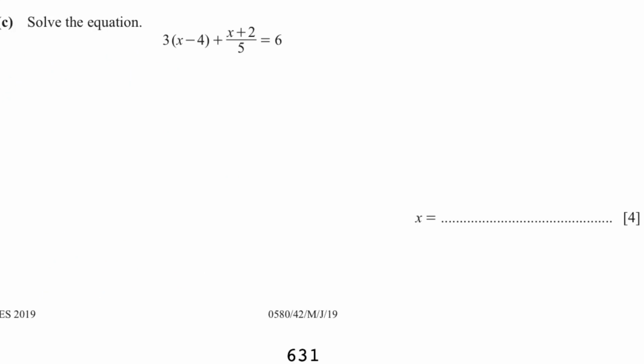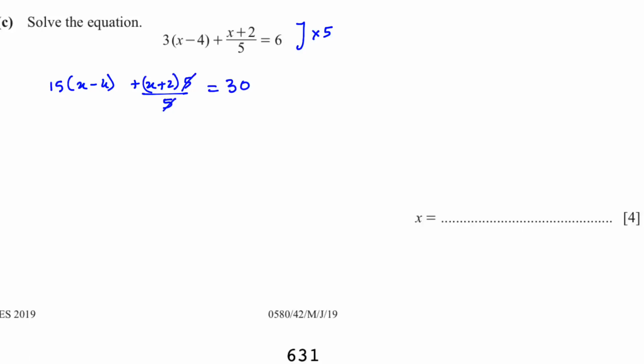In part C, we have to solve the equation. It is for 4 marks. It's not a very difficult question. It's quite easy, in fact. Whenever you have something in the denominator that you don't want, multiply the whole equation by that term. So we have 5 here. We'll multiply by 5 everything. 5 times 3, 15. And x plus 2 times 5 over 5 is equal to 6 times 5, 30.